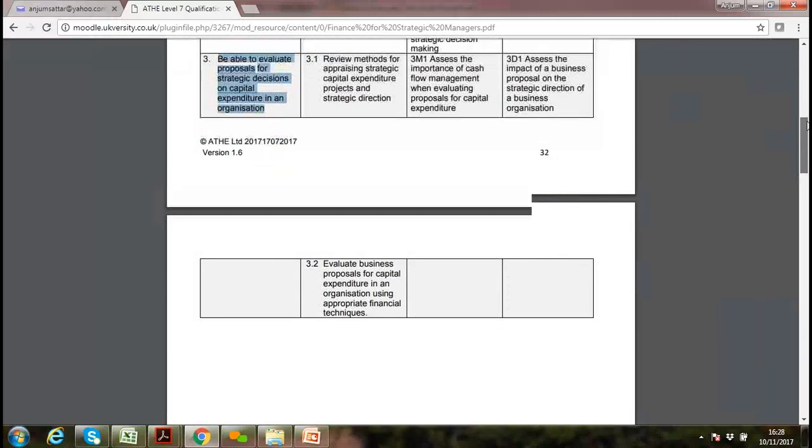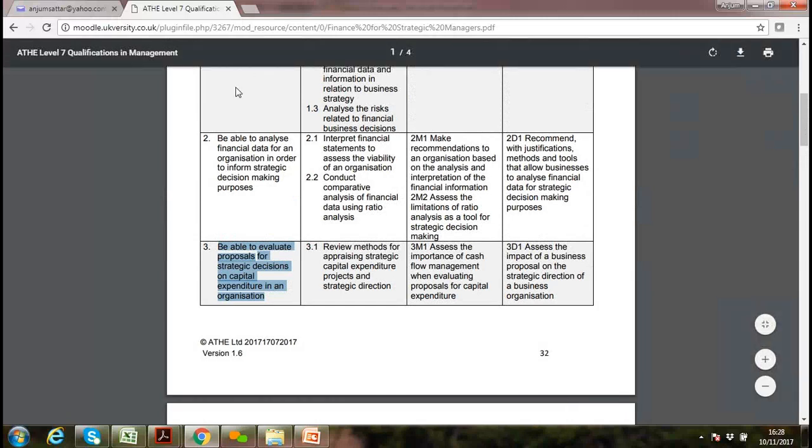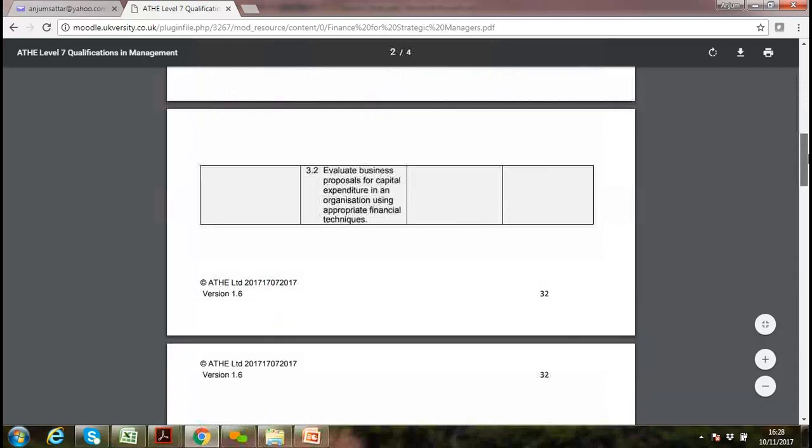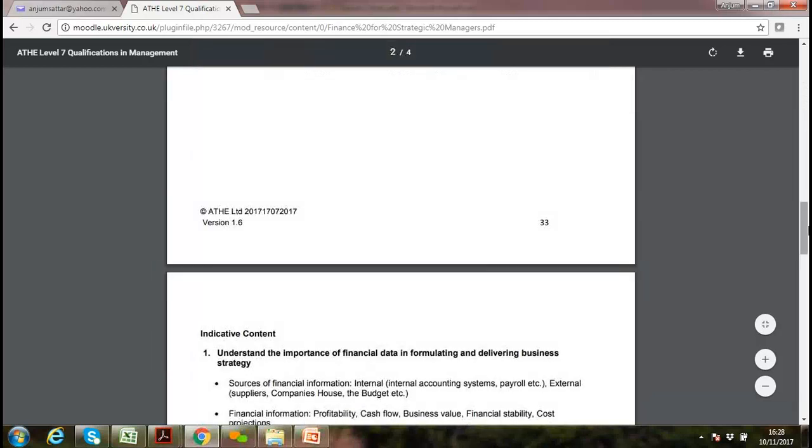So these are the three major tasks, three major learning outcomes we need to address. Then we have assessment criteria which we need to address within each learning outcome, which we need to match to pass our unit or get merit or distinction.